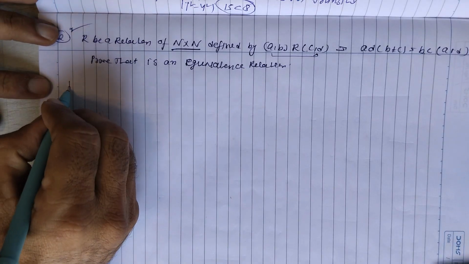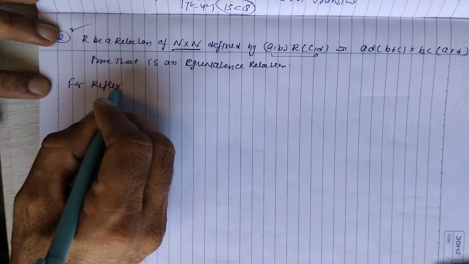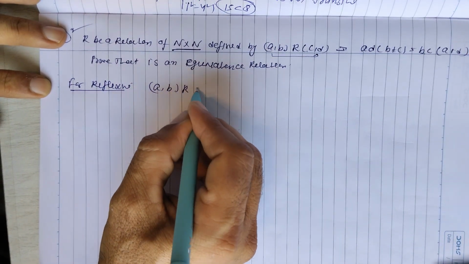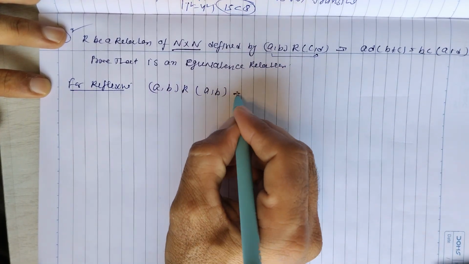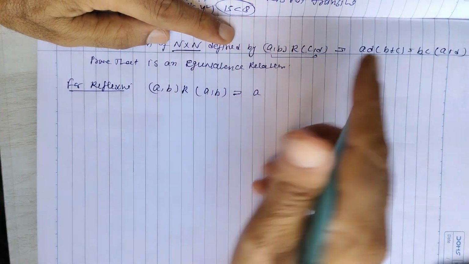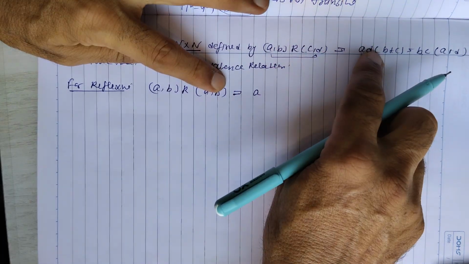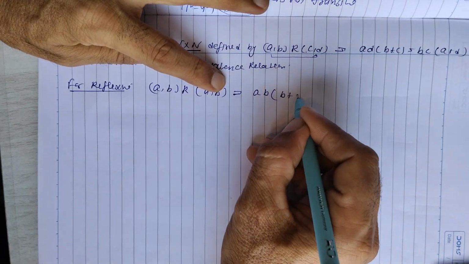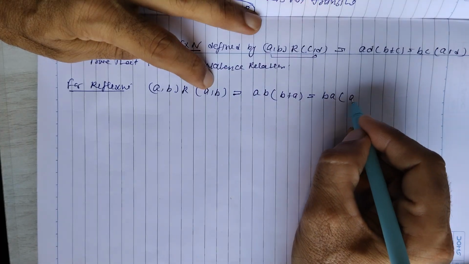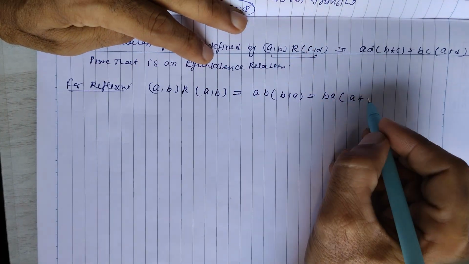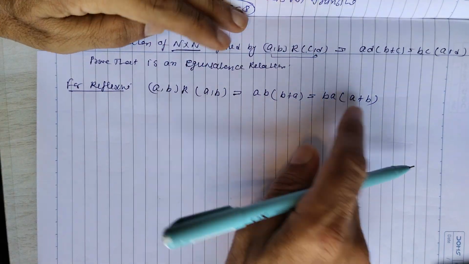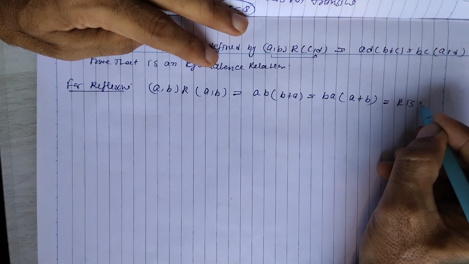We will start with reflexive. What is the relation? AB related CD. So you replace AB related AB. Where C we replace A, where D we replace B. So AB into B plus A is equal to BA into A plus B. Both are the same. R is reflexive.